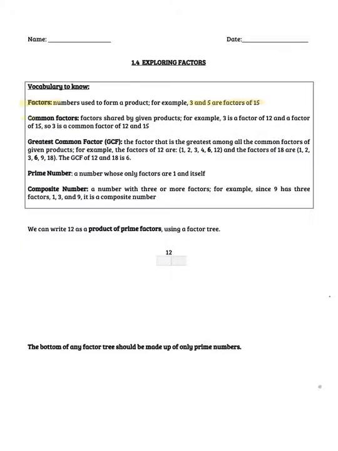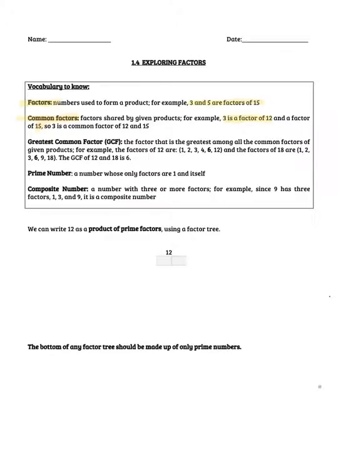The next vocabulary is common factors. They are factors shared by given products. For example, 3 is a factor of 12 and a factor of 15. So 3 is a common factor of 12 and 15. We would have done that in the previous lesson when you were asked to do the factor rainbows and find the common factors across two numbers.